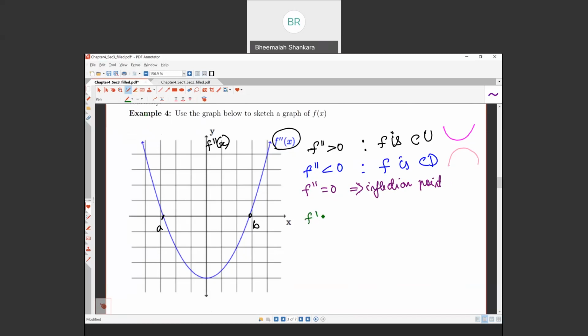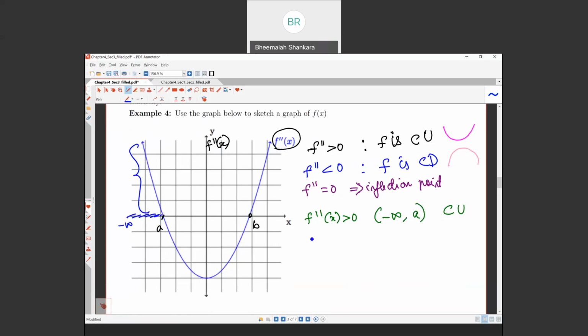F double prime here in this problem is greater than 0 on the interval negative infinity to a, which means this is the concave upward curve when it comes to a functional curve. But how did we decide that f double prime is positive? You read these particular values of the curve from negative infinity to a, so at all these values, the graph lies above the x-axis. Above the x-axis is positive values, and it's positive values for f double prime.